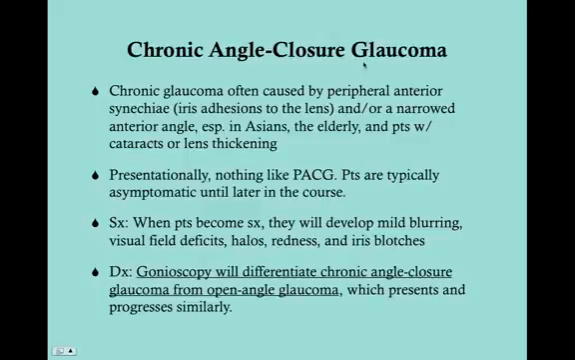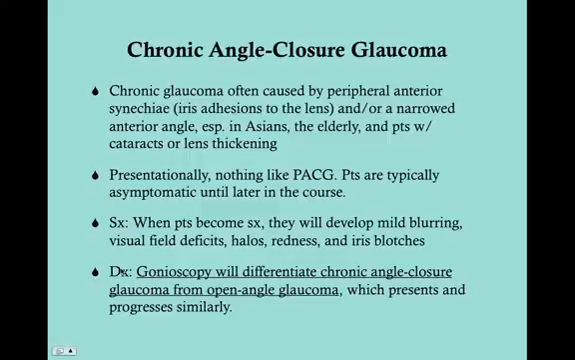So chronic angle closure glaucoma. Presentationally, it's nothing like acute angle closure glaucoma. That should say AACG, acute angle closure glaucoma. Patients are typically asymptomatic until much later in the course, usually, unfortunately, when they start to develop symptoms. When the patient becomes symptomatic, they will develop mild blurring, visual field deficits, usually paracentrally along the horizontal midline, halos, redness, and iris blotches. These iris blotches, these little pigmented spots on the iris, are a key feature.